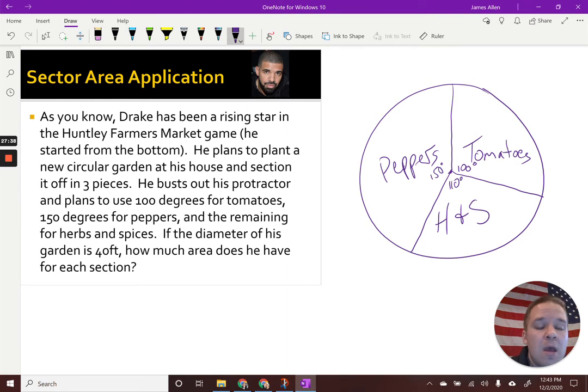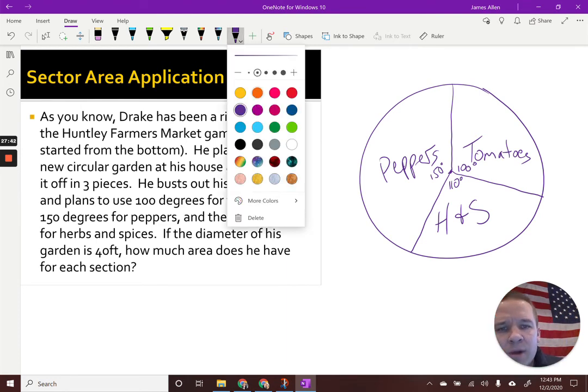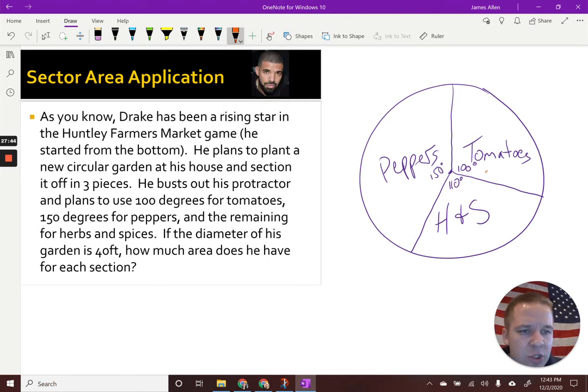So we subtract the other 2 from 360. All right, and my radius, well, if my diameter is 40, then my radius has to be 20, and we're going in feet. Okay. Drake lives in America. We use the standard rather than the metric like Eratosthenes was using. Okay. So what can I do here? I want to find the area. How much does he have for each section?